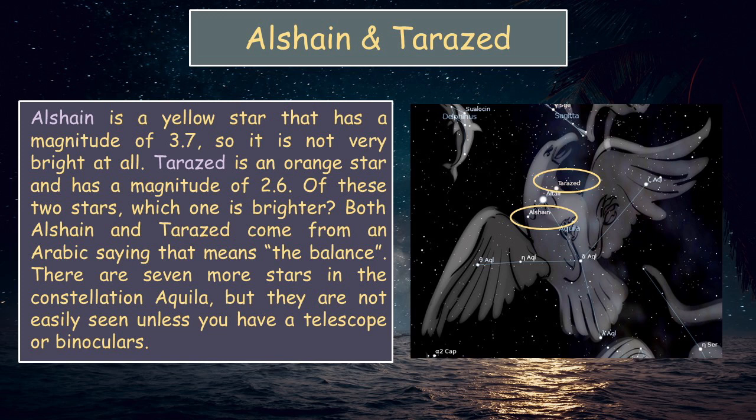Alshain is a yellow star that has a magnitude of 3.7, so it is not very bright at all. Tarazed is an orange star and has a magnitude of 2.6. Of these 2 stars, which one is brighter?